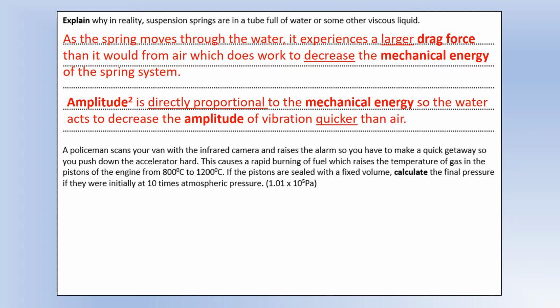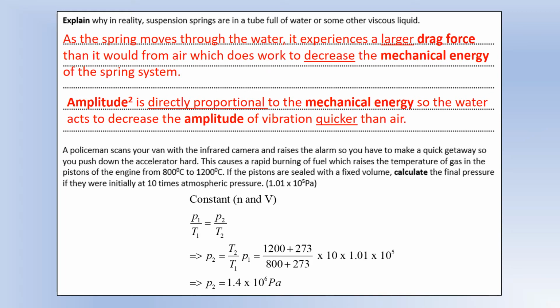Okay, so a policeman scans your van with the infrared camera and raises the alarm. So you have to make a quick getaway. So you push down the accelerator hard. This causes a rapid burning of fuel, which raises the temperature of the gas in the pistons of the engine from 800 degrees C to 1200 degrees C. If the pistons are sealed with a fixed volume, calculate the final pressure if they were initially at 10 times atmospheric pressure.